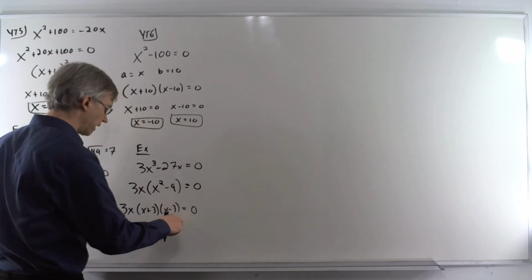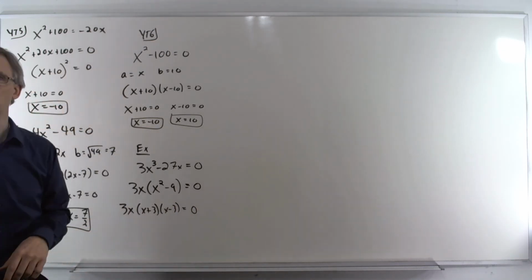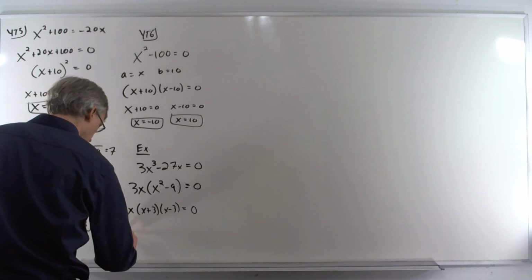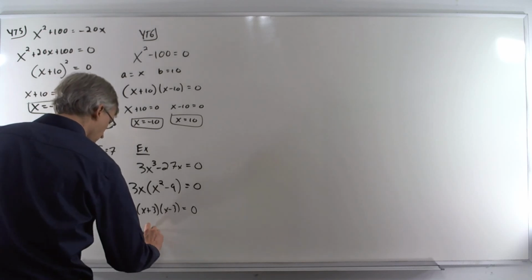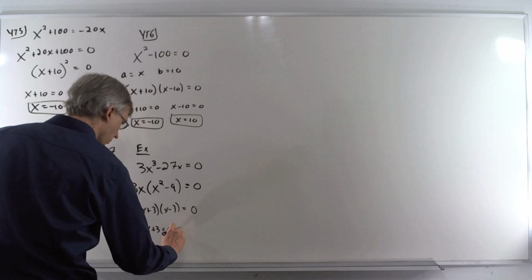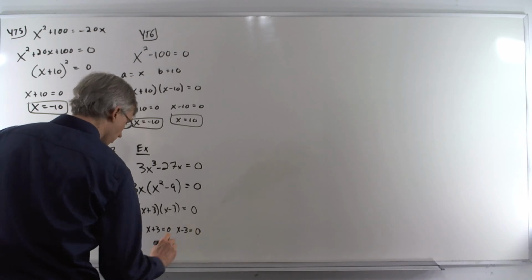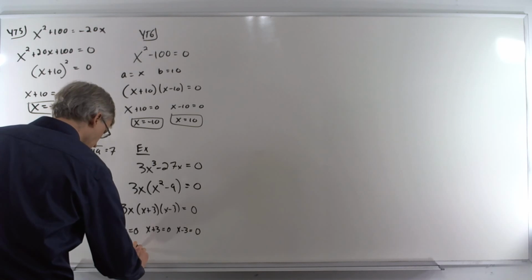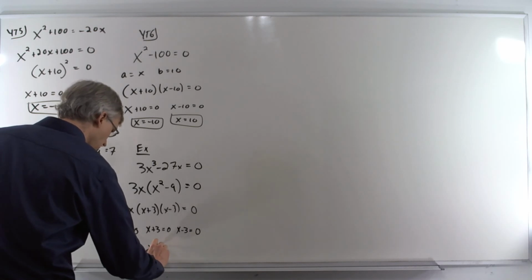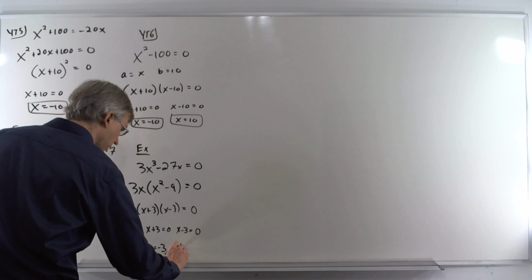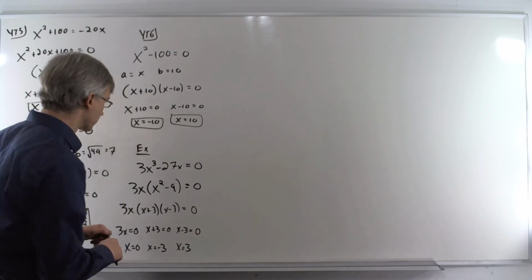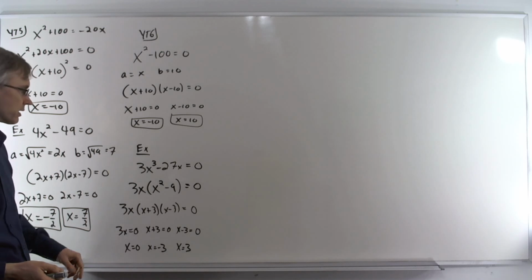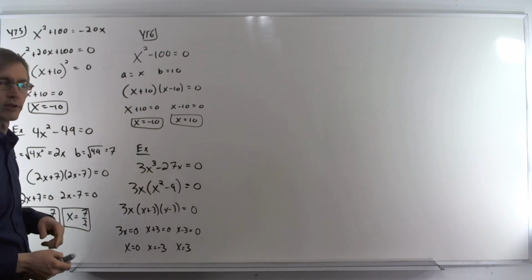So now we have 3 different factors, and we're going to set all 3 of them equal to 0. In solving all 3 of them, we get x equals 0, x equals negative 3, and x equals positive 3. So we should have 3 solutions because we've got a degree 3 polynomial.